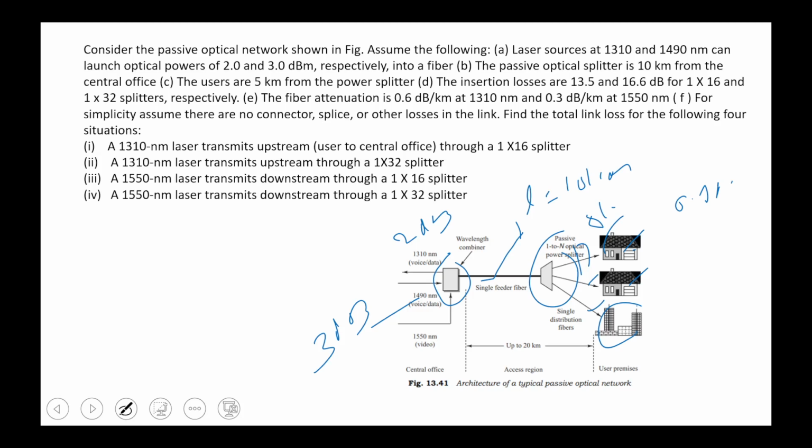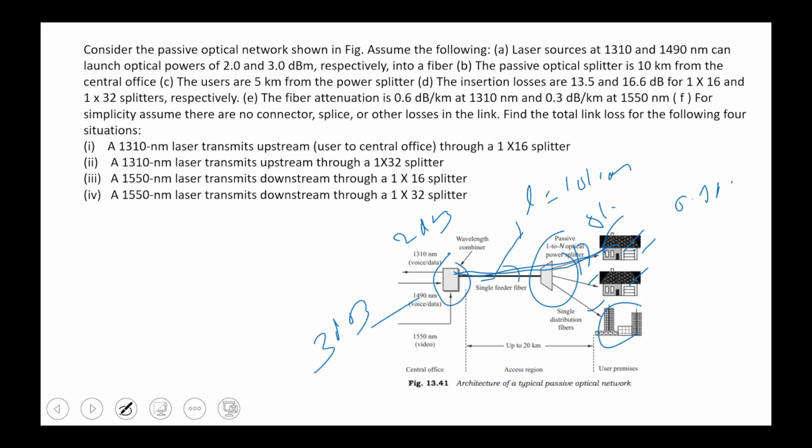So you have to calculate how much is transmitted, upstream and downstream, through the central office. You have to calculate both upstream and downstream. How do you calculate? So how much will the total fiber loss be if I want to calculate this path?